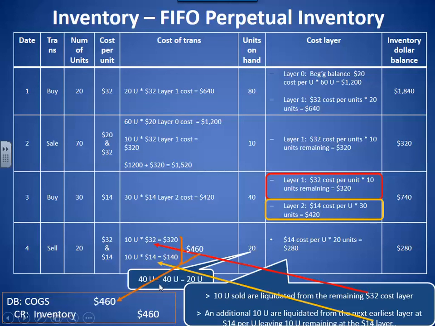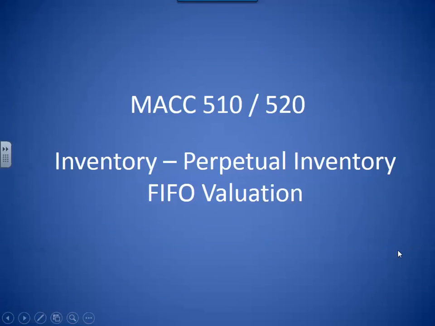And what you'll see here again is we started out with 40 units, we subtract out 20 units, and now we have 20 units remaining. So now we can see we've liquidated layer 1 and we've had a partial liquidation, 10 units, of layer 2. So what's remaining now is layer 2 cost at $14 a unit, so we have 20 units left for $280. So our inventory balance is $280. And that ends our FIFO perpetual inventory calculation review.